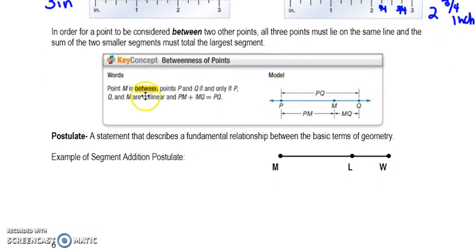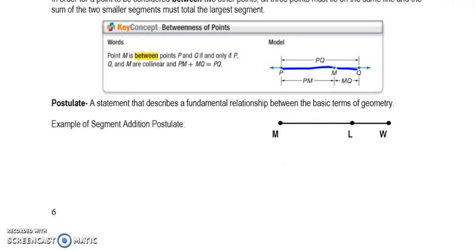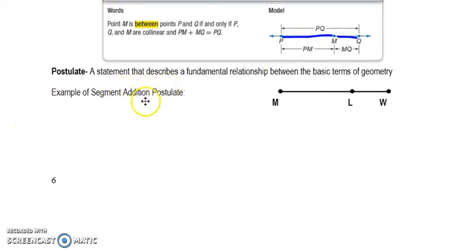So now we're going to have a description where point M is between, so at some point between these, we're going to have a point M between P and Q, and so then we can add up this segment plus this segment, and then we'll get the whole. Okay, so this postulate is a statement that describes a fundamental relationship between basic terms in geometry. We are going to talk about this segment addition postulate.